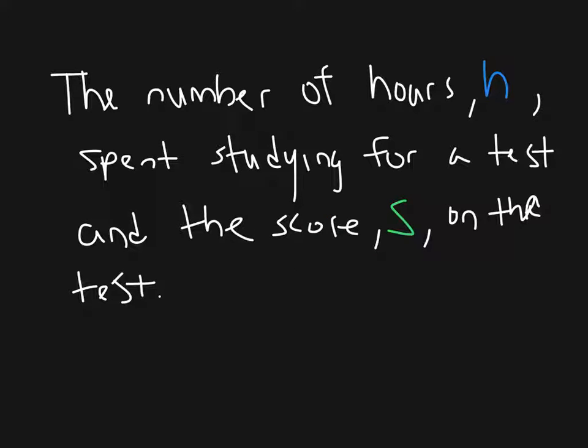So one last one here, identifying independent and dependent variables. So the number of hours, H, spent studying for a test, and the score, S, on the test. So which one affects the other? So the number of hours is going to affect the score. So the score is actually going to be the dependent variable, because it depends on the amount of hours studied. So H is going to be the independent variable, and S is going to be the dependent variable.